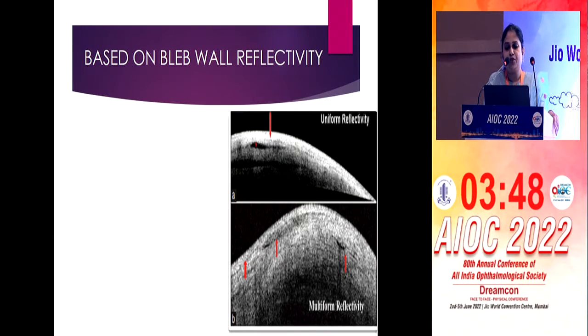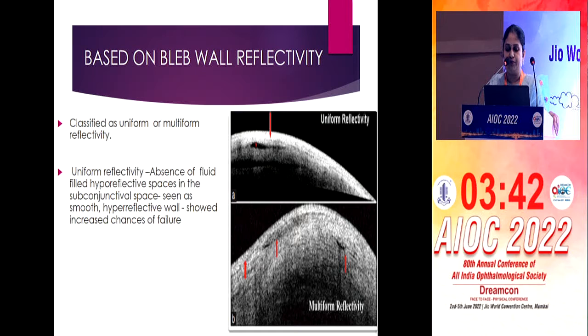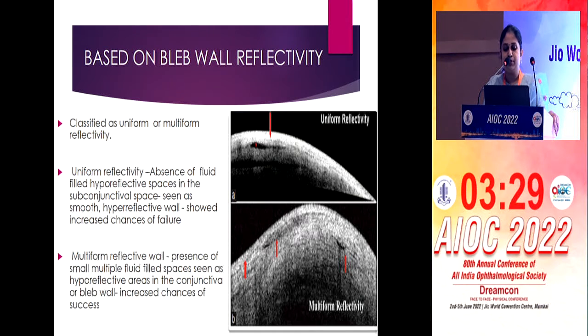So based on the bleb wall reflectivity, the blebs were classified as those having uniform or multiform reflectivity. Blebs with a uniform reflectivity were characterized by the absence of fluid-filled hyperreflective spaces in the subconjunctival space. They were seen as a smooth hyperreflective wall, and these blebs showed increased chances of failure, whereas blebs with multiform reflectivity showed presence of small multiple fluid-filled spaces, which were seen as hyporeflective areas in the conjunctiva, and these blebs were associated with increased chances of success.